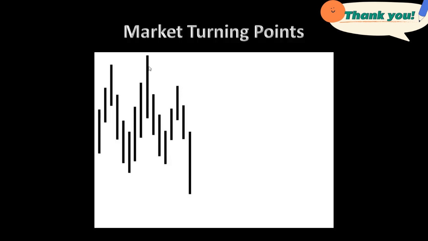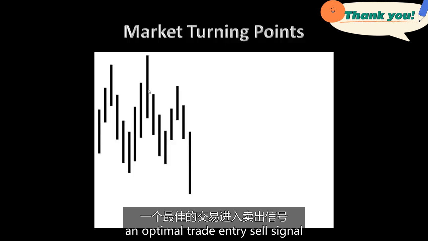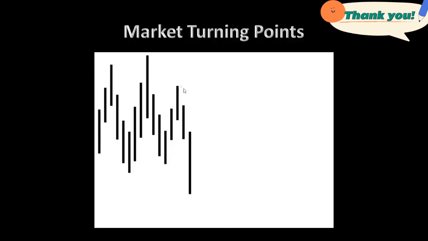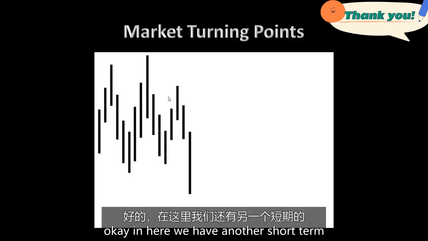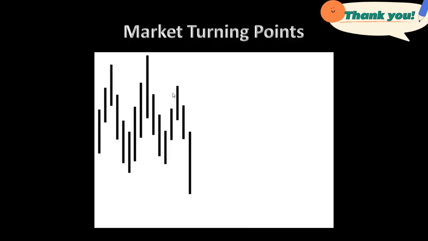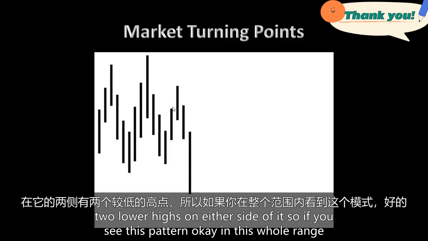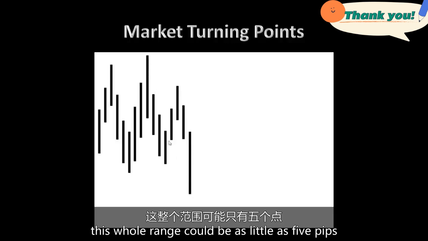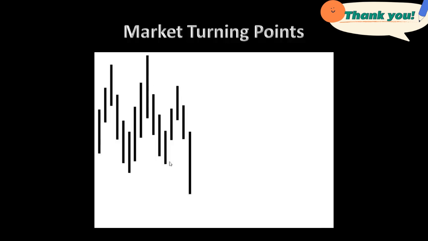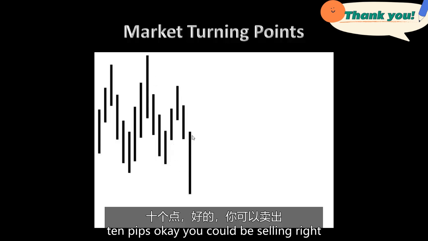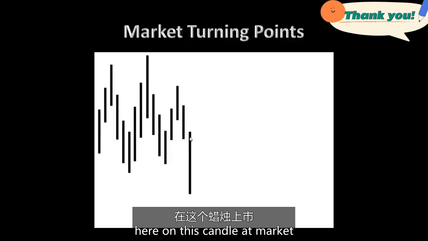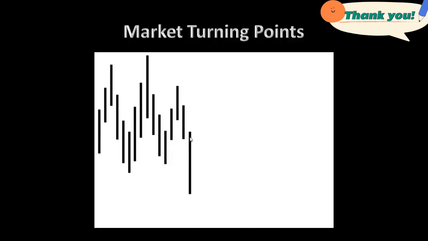Now what does this look like? This would be an optimal trade entry sell signal. In here, we have another short-term swing high. This is a high with two lower highs, I'm sorry, with two lower highs on either side of it. If you see this pattern, and this whole range could be as little as 5 pips, 10 pips, you could be selling right here on this candle at market, or you can use a break below this candle here on a sell stop.